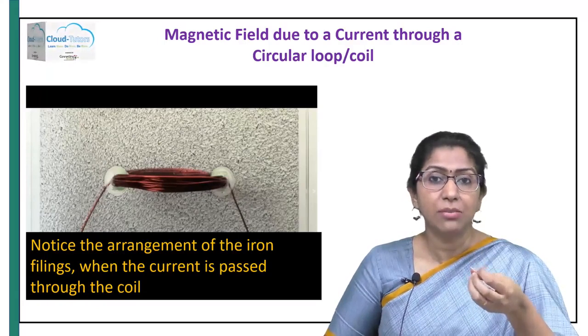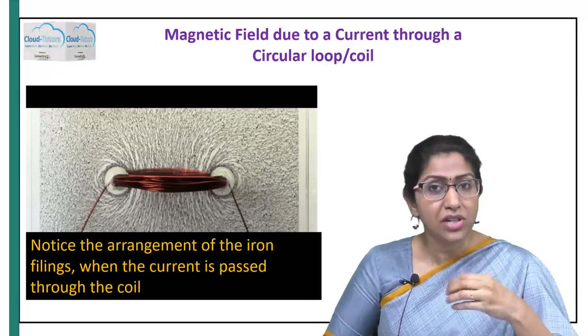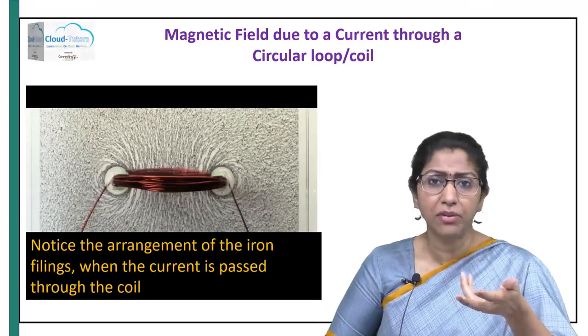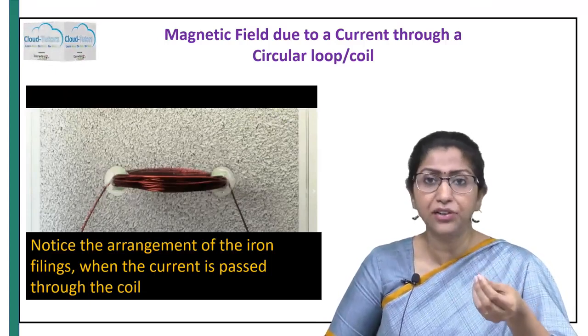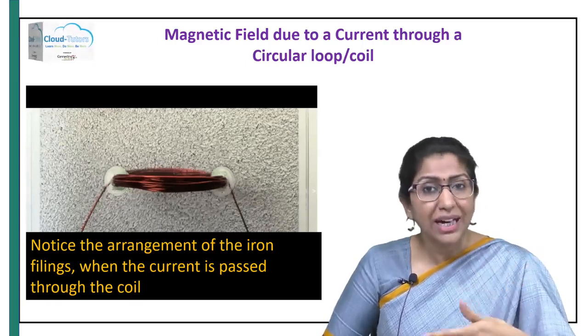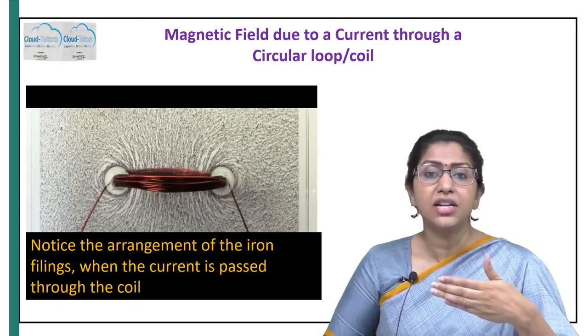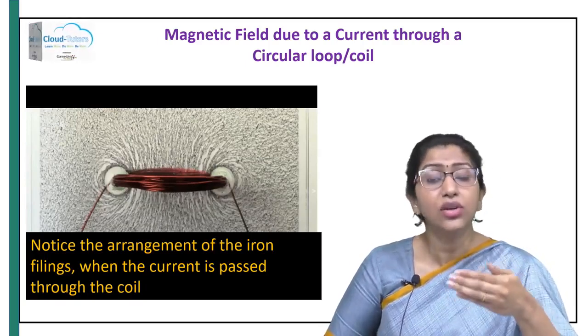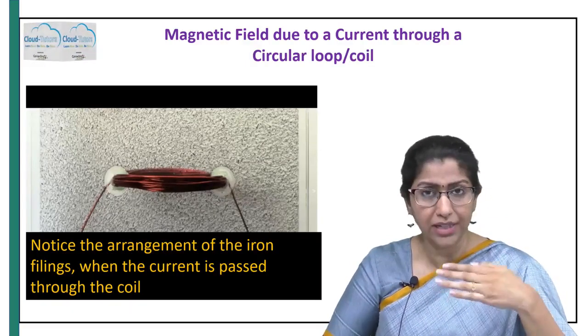So what is an electromagnet? An electromagnet is a temporary magnet, which is basically a copper wire or any kind of conductor wherein we pass the electric current, and there will be a magnetic field induced around this current carrying conductor, and this can be used as an electromagnet.